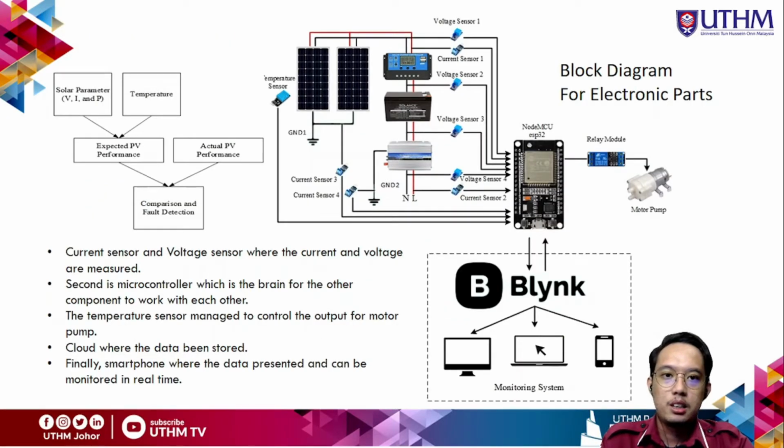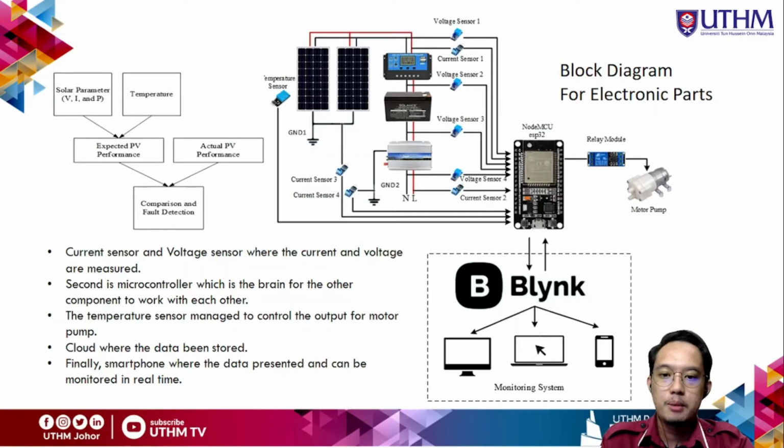This part shows the block diagram for the electronic parts. So we can see there is a temperature sensor and water sensor connected to the Arduino Mega microcontroller, and the output relay module to the water pump. The current sensor and voltage sensor are where the current and voltage are measured. Second is the microcontroller, which is the brain for the other components to work with each other.